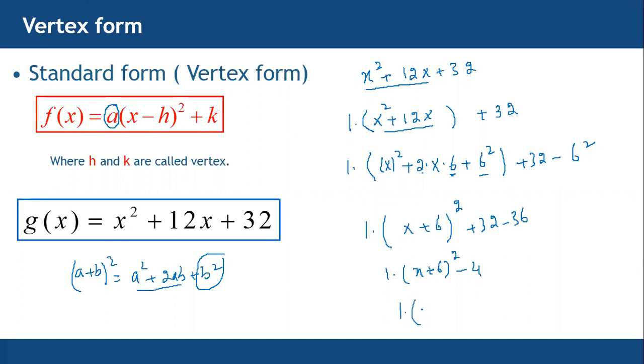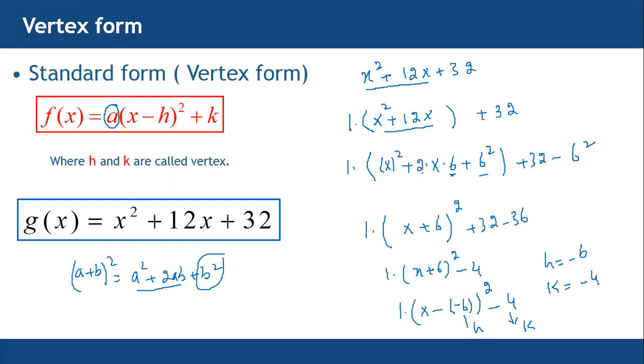So in standard form we need minus, not plus. 1 multiply with x minus, then can we write minus 6 whole square? Because minus multiply with minus becomes plus 6. And outside we have minus 4. Now minus 6 is h, and outside minus 4 is the k value. This is the vertex. h is equal to minus 6 and k is equal to minus 4.